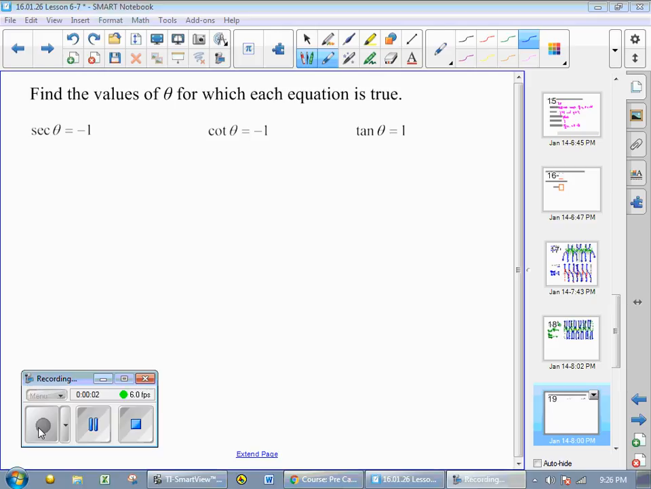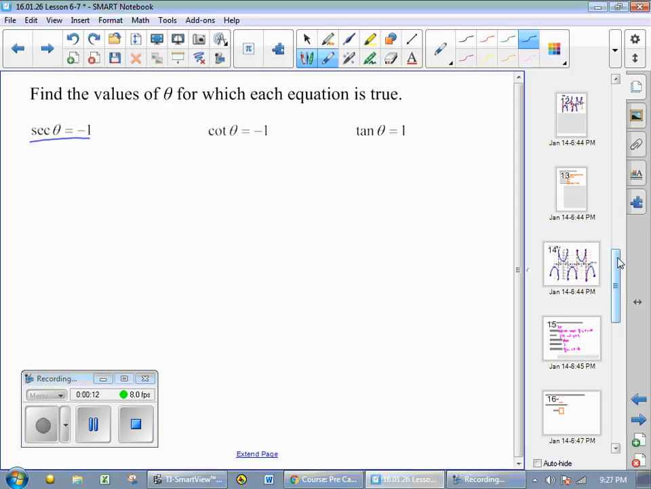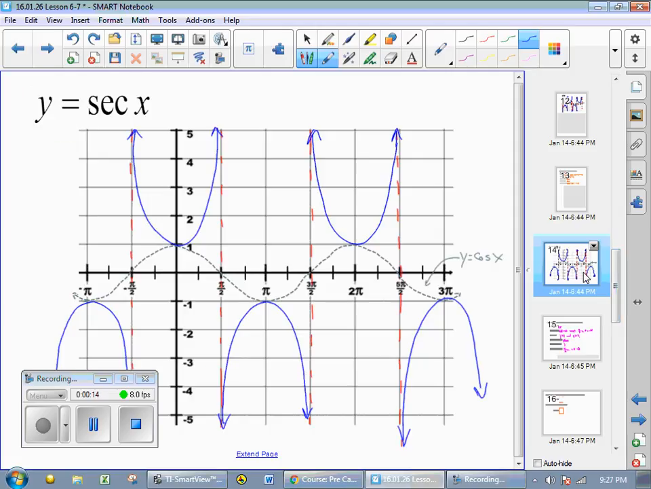To answer these questions, I'm going to refer back to the graphs of the parent functions. So to find out when secant of theta is -1, I'm going to go back to my parent graph of secant, which was right here, and basically look at when this graph is at -1. So it happens right there at -pi, it happens right there at pi, it happens right there at 3 pi.